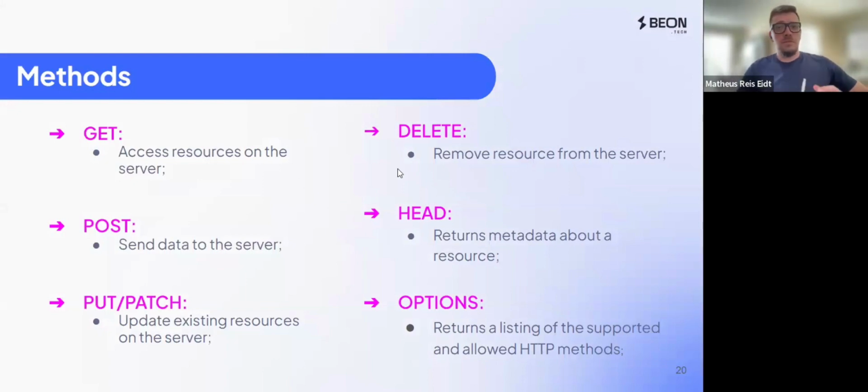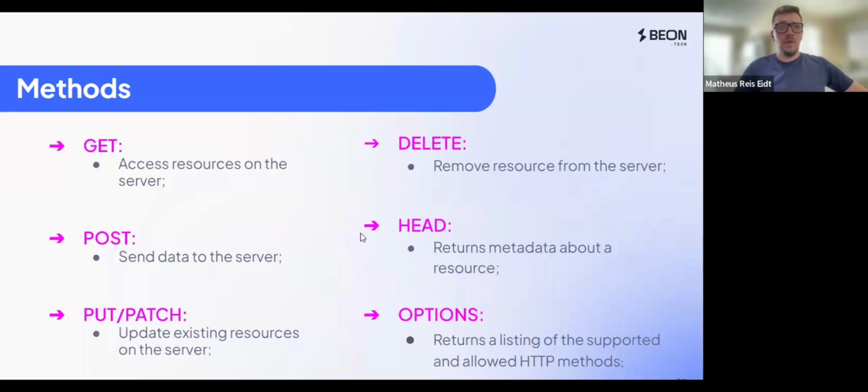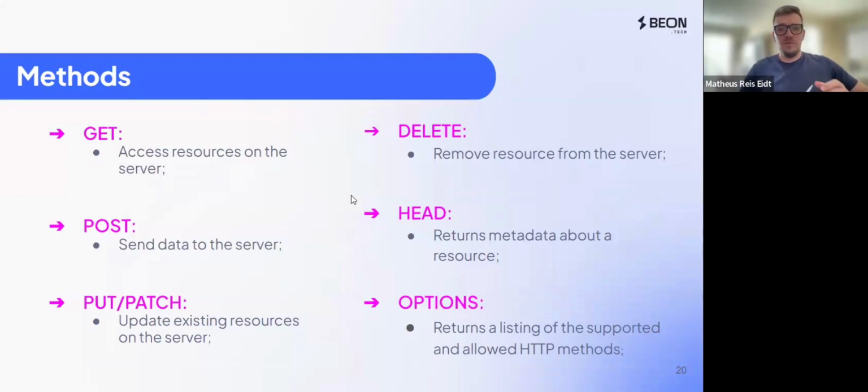Now that we have the example on how to communicate, we need to know what methods we can use on a communication. For example, the GET method is used when the client wants to access resources on the server. Again, using the example of the library, if we want to access the book information, we need to use the GET method. Otherwise, if we want to create or send data to the server, we need to use the POST method. We also have 2 methods to update existing resource on the server. For example, if we want to change information about the book, we need to use the methods PUT or PATCH.